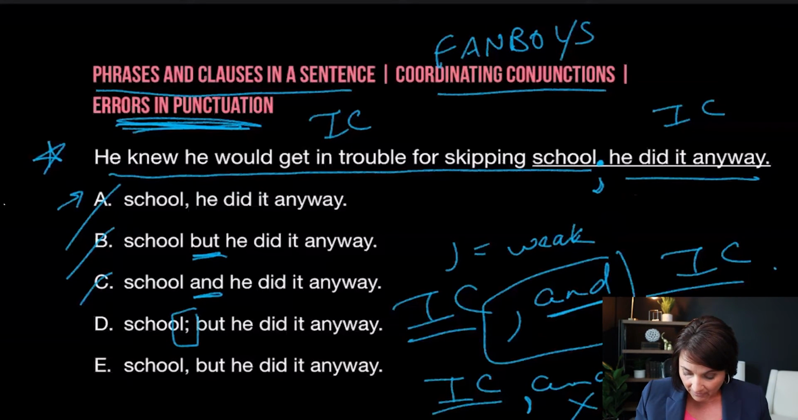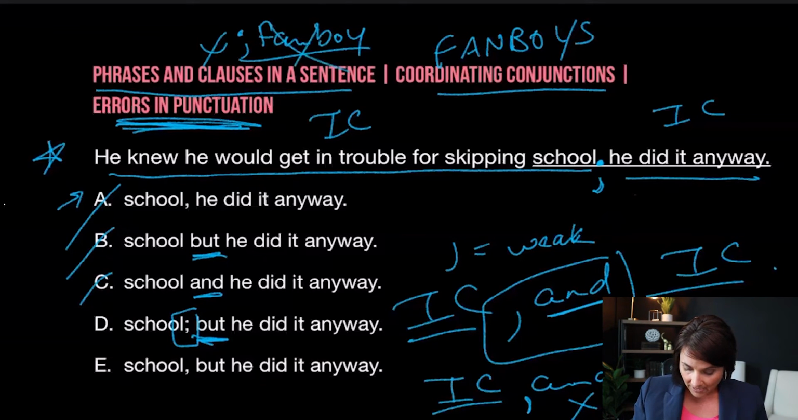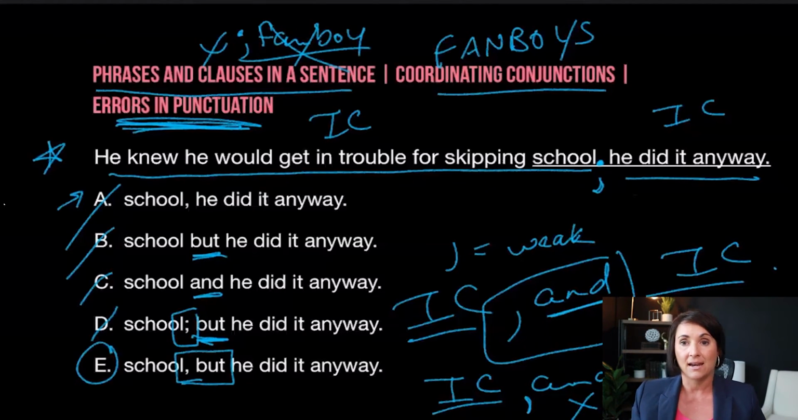So we look for any answer choice that is just the semicolon. Where we have a problem here is attaching this "but" to it. Never, never use semicolons and a fanboy, because semicolons don't need fanboys. So we can cross that off and cross D off because semicolon fanboy is incorrect, and that leaves us with E: "He knew he would get in trouble for skipping school, comma, fanboy, but he did it anyway."